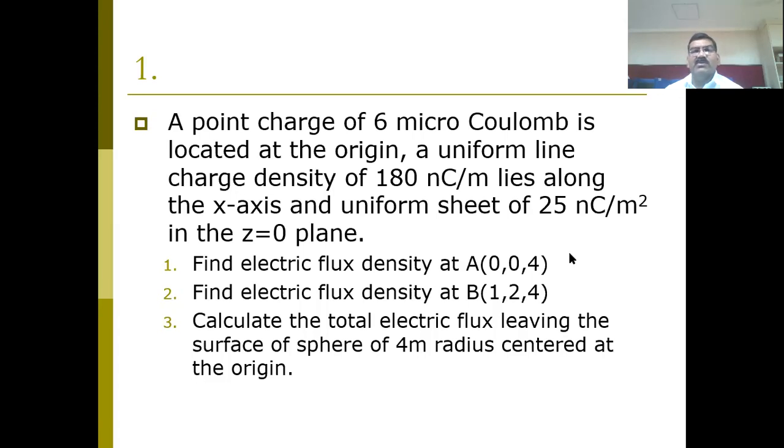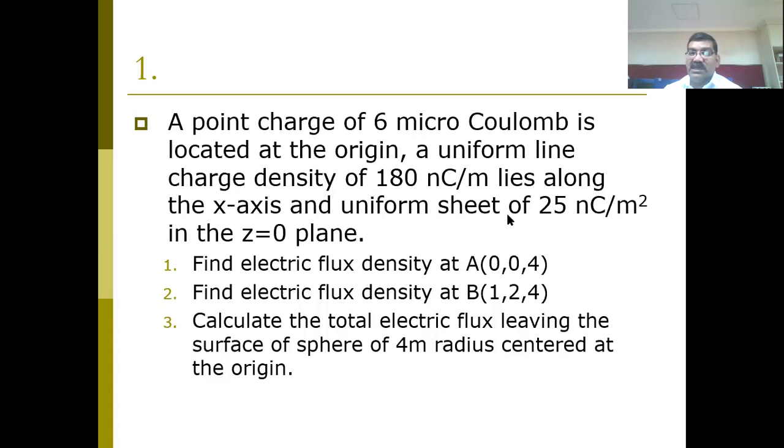So the procedure is the same. For the point charge, find the vector, the unit vector, the formula is D equals Q upon 4 pi R square AR. Put the values, find the unit vector, put the values, and you will get D due to the point charge. Same for the line charge. The formula is D equals rho L upon 2 pi R AR. Find the vector, the unit vector, that's it.